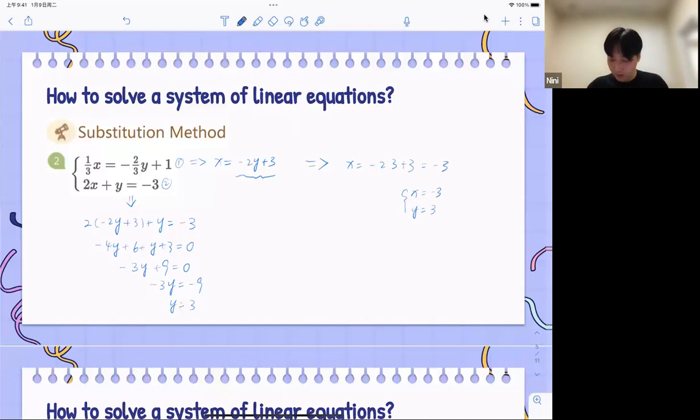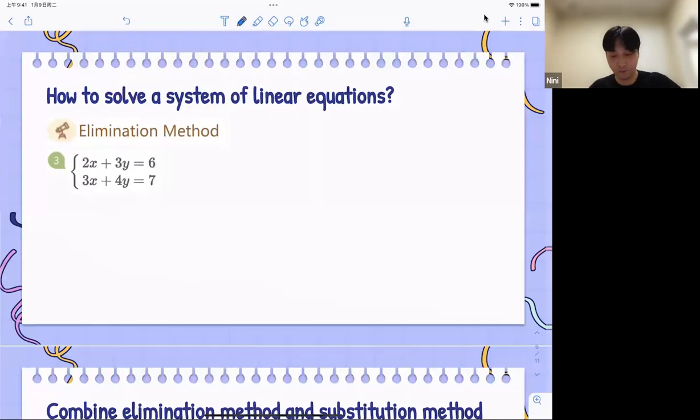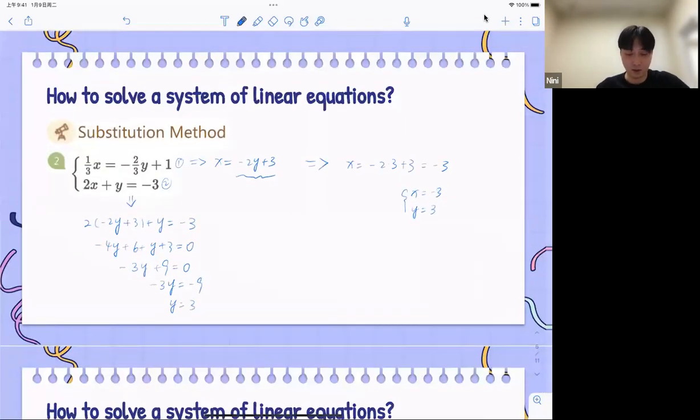Let's move on to see if there are any other methods that we can use to solve the system of linear equations. So our next one would be the elimination method. For the elimination method, you should take a close look at the system. Because you can notice that this one is totally different from our previous question. For our question 2, it looks like there is no very significant thing that you can notice, right?